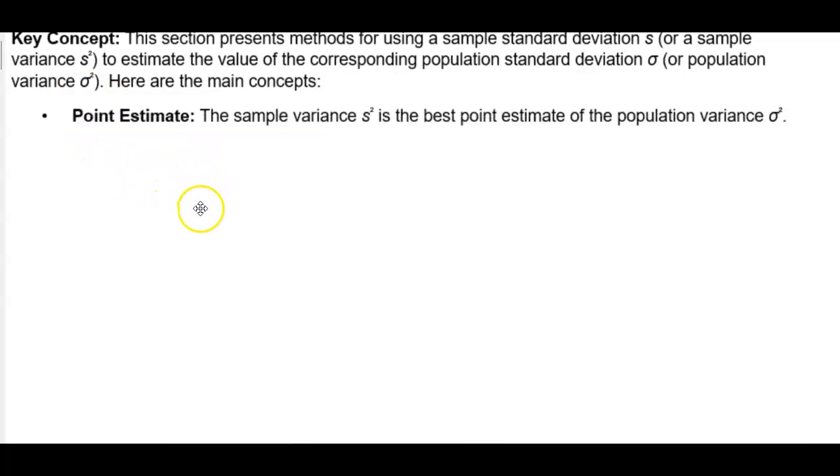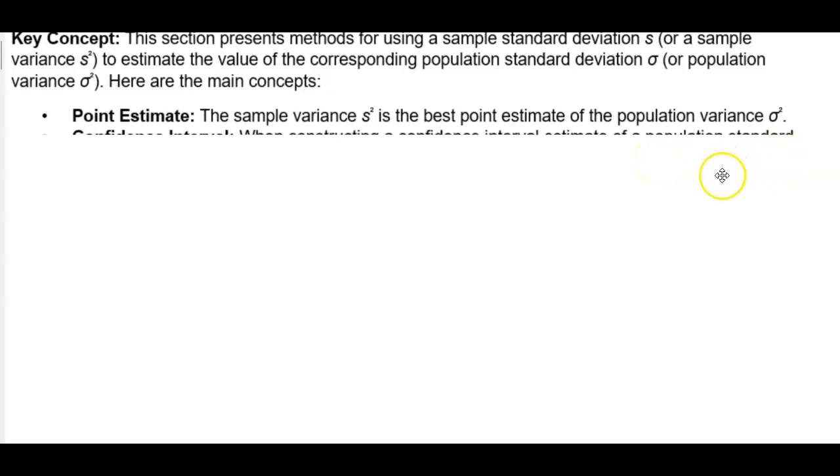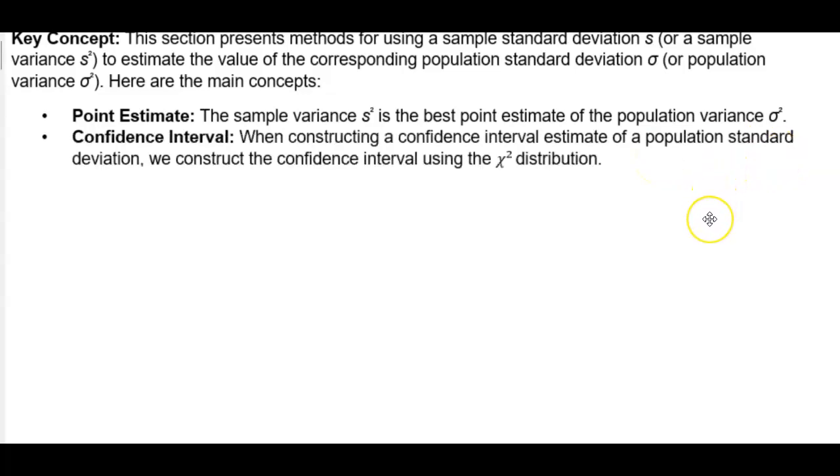Here are the main concepts. Point estimate. The sample variance s squared is the best point estimate of the population variance, sigma squared. Confidence interval. When constructing a confidence interval estimate of a population standard deviation, we construct the confidence interval using what we call the chi-square distribution.